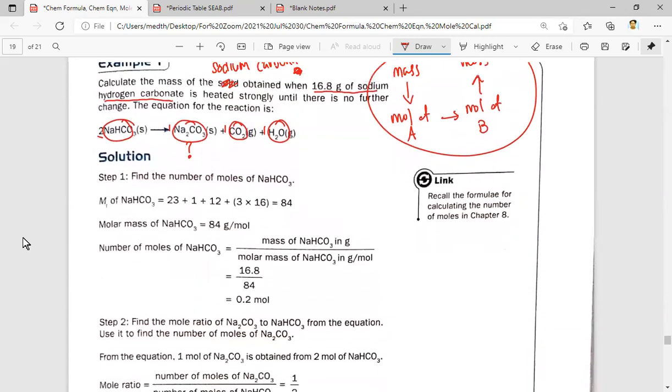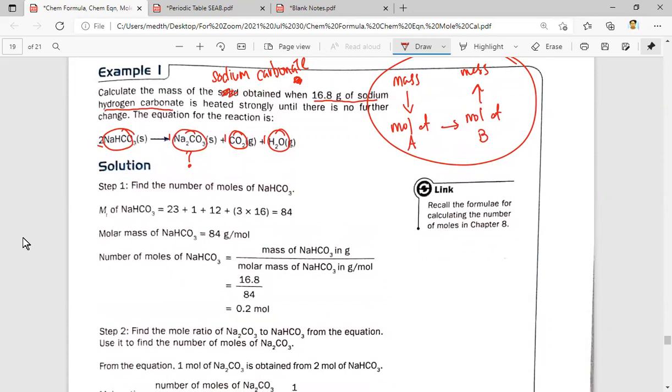So first thing, they tell me I got 16.8 grams of sodium hydrogen carbonate. That means I got 16.8 grams of this fella. Okay? What I need to do first, as mentioned, is find the number of moles of this fella. So how many moles of this guy do I have? To find the mole, you can see mass and mole. How to convert is actually using this triangle. Mass, mole, MR. How to convert from mass to mole? You need the MR. So that's the first thing, step 1, find the mole of NaHCO3.